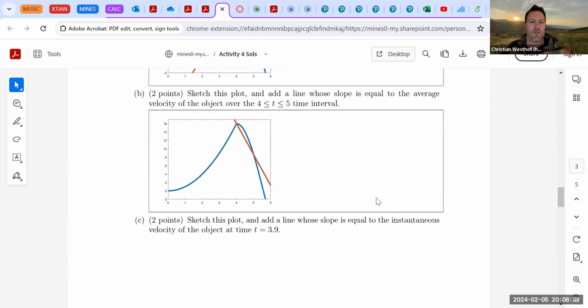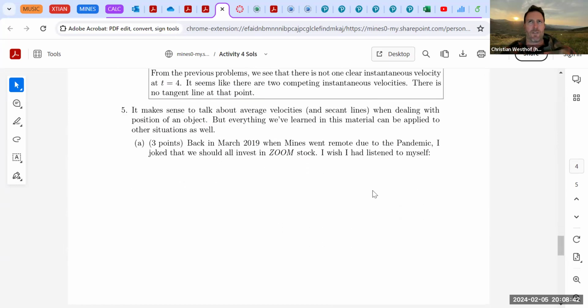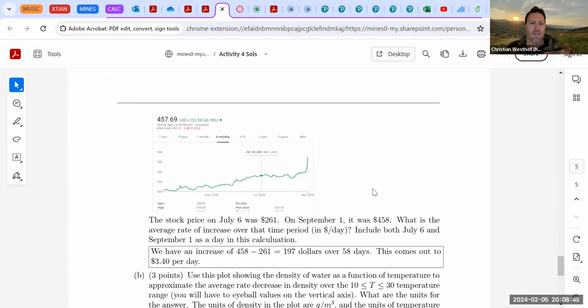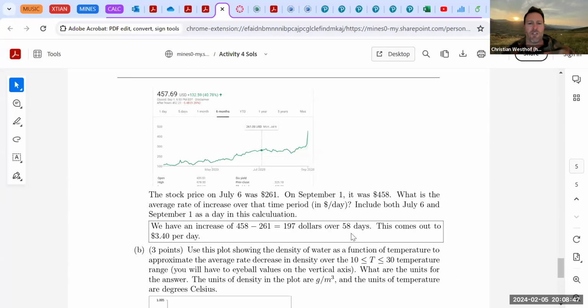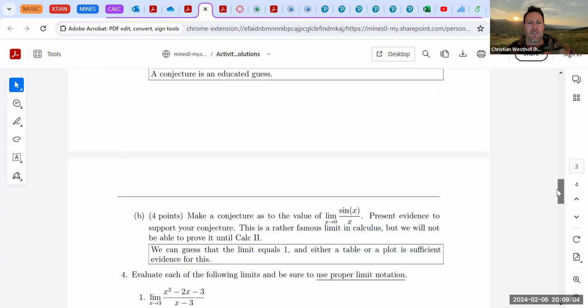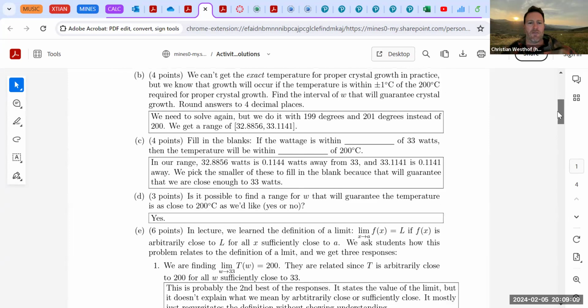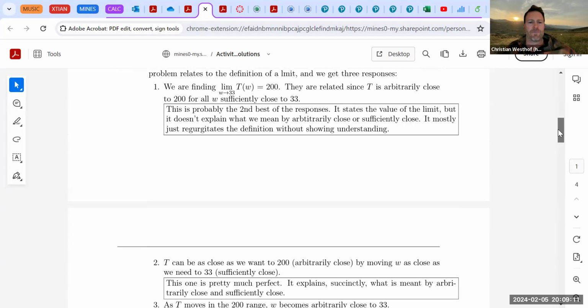What else did we do? More instantaneous velocity and secant lines. Then here you had to calculate an average rate of change. Again, that's change in outputs over change in inputs, with units being output units over input units. And I think this was just a unit question. Okay, that's activity 4. Activity 5 was calculating limits. Activity 5 had the crystal growth problem. You won't have anything like that on your quiz.